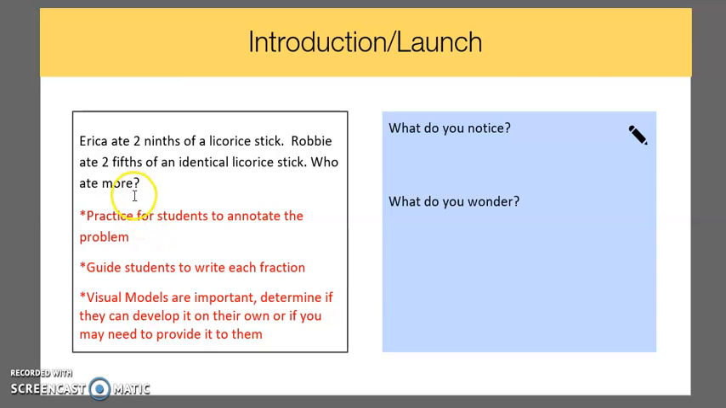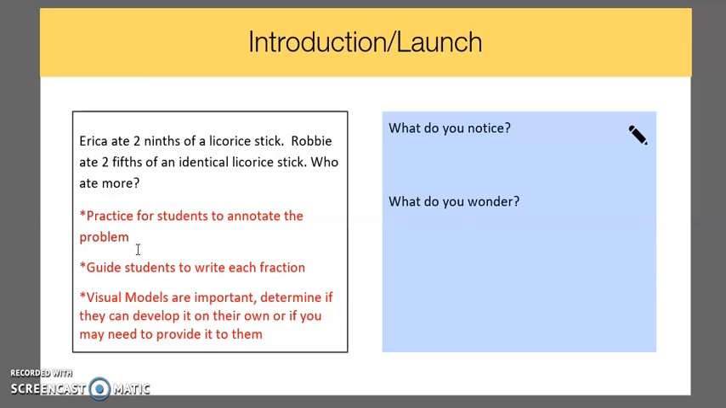They can underline and highlight different parts of the problem, and this could be a really great skill for them to use in order to read other story problems. In this example, you can also guide students to write each fraction. Erica ate 2/9, so how can we write that as a fraction? Robbie ate 2/5, so how can we write 2/5 as a fraction? Having students write down the fractions will be very helpful so that they can see the two different fractions and compare which one could be larger and which one could be smaller.